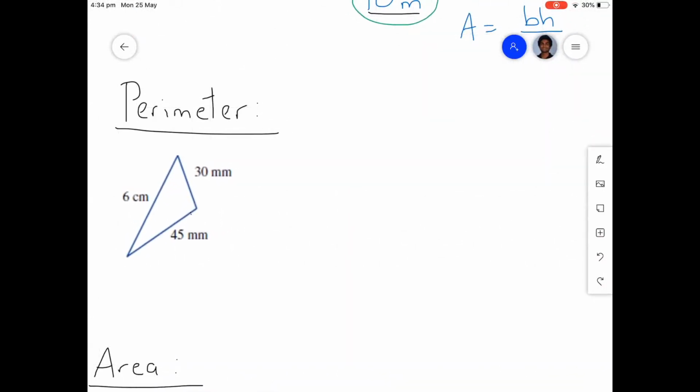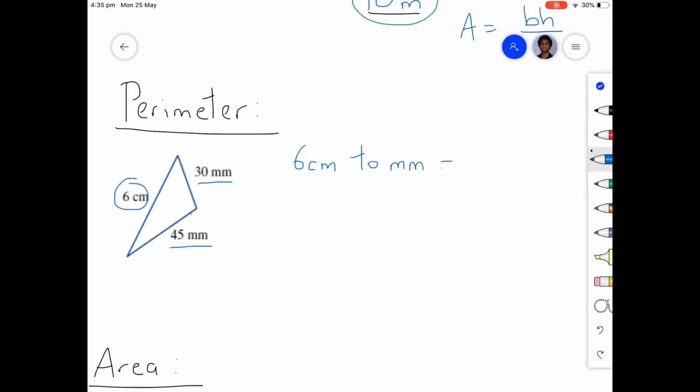Now, as we remember, the formula for perimeter of a triangle is just the sum of all sides. So we need to add all of our sides together. However, looking at our sides, we have 6 centimeters, 30 millimeters, and 45 millimeters. So before we add anything together, we need to convert so that all of the side lengths are in the same units. Now, obviously the odd unit there is the 6 centimeters, so let's convert that 6 centimeters into millimeters. And if you remember your conversions from centimeters to millimeters, we need to times by 10. And so very simply, 6 centimeters in millimeters is 60 millimeters.